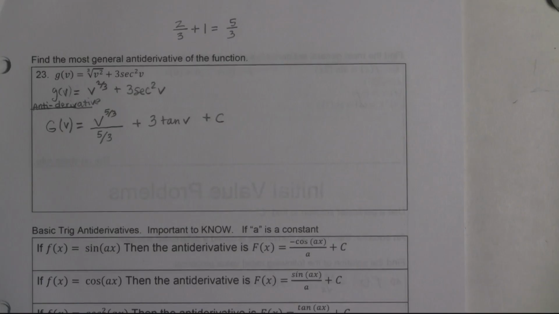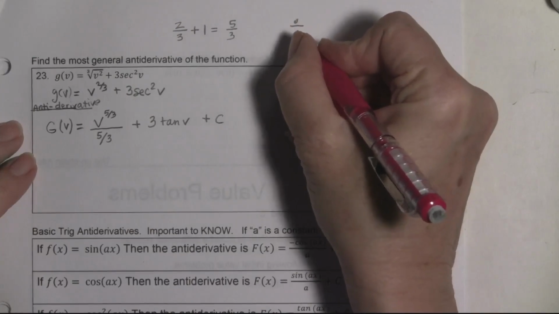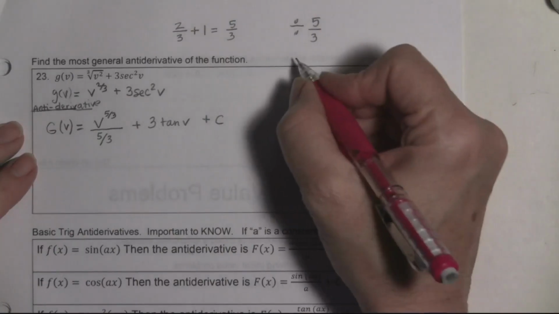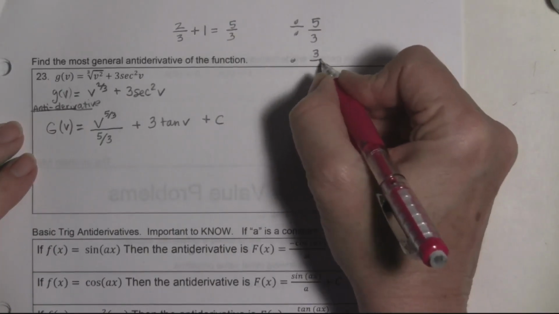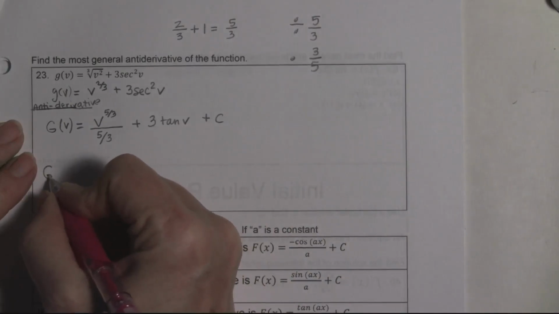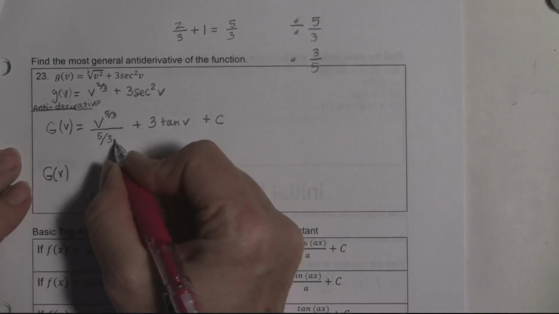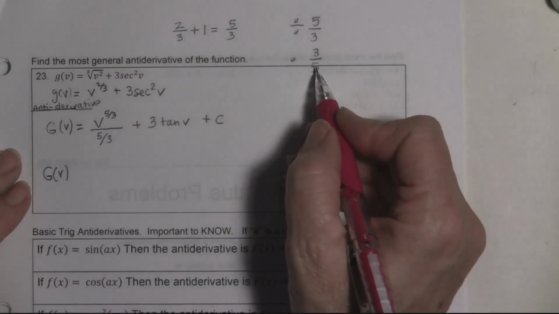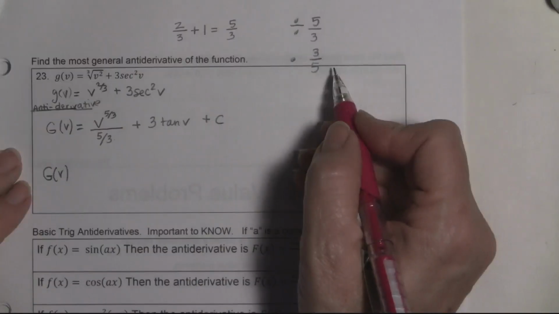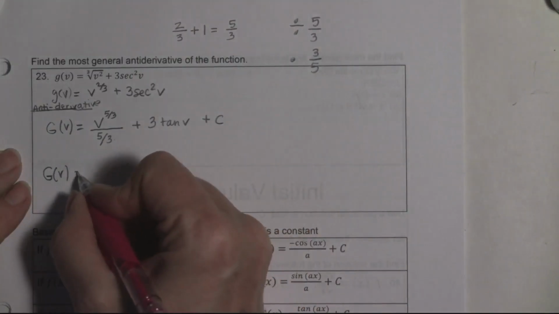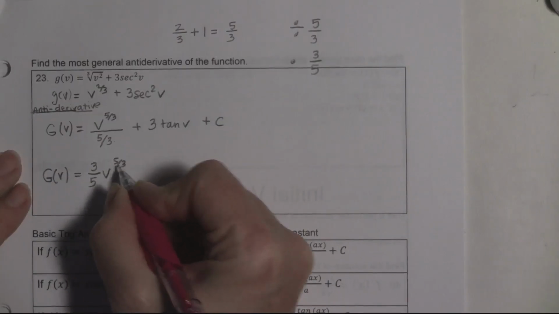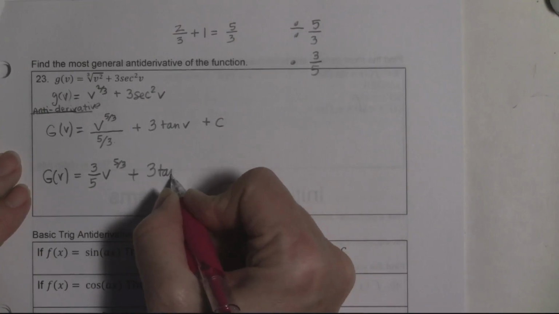So this is kind of what I have, right? I have divided by, can you see what I'm writing? Yes, 5/3. And that's the same as multiplying by 3/5. I have to admit that I don't normally write it like I wrote it here. Instead of writing divided by 5/3, I tell myself that when it's a fraction, I'm going to multiply by the reciprocal. And so this would be 3/5 times v to the 5/3 plus 3 tangent of v plus c.